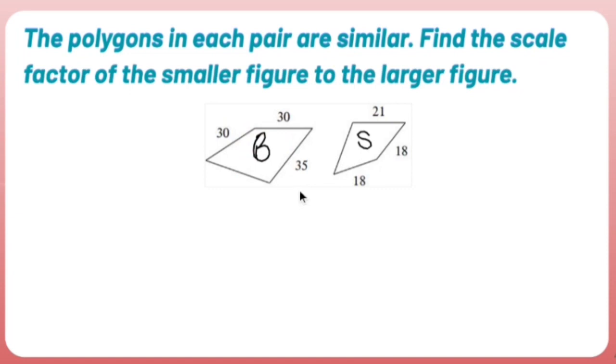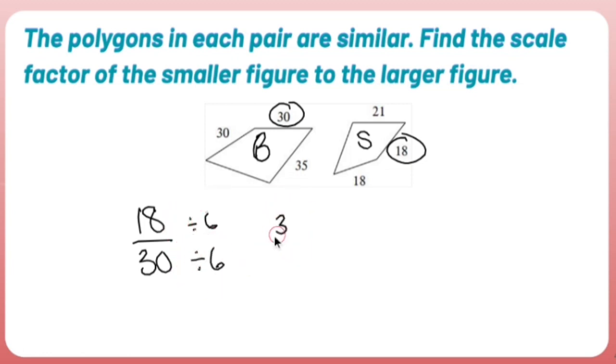So we have to pick sides that are absolutely corresponding. Since I have 18 and 18 and 30 and 30, I can choose 18 from the small and 30 from the big. Because this 18 lives in between 18 and 21, this 30 lives in between 30 and 35. So that 18 matches up with that 30. So 18 over 30 can be simplified if I divide everything by 3. Or can I divide by 6? I can divide everything by 6. If I divide the top and the bottom by 6, that gets me 3 over 5.